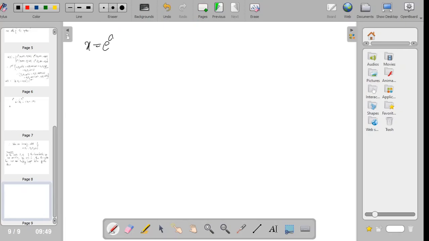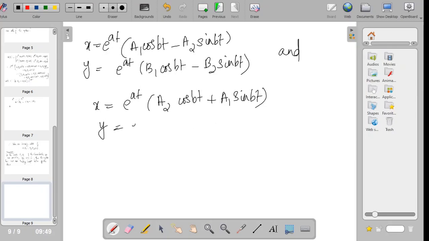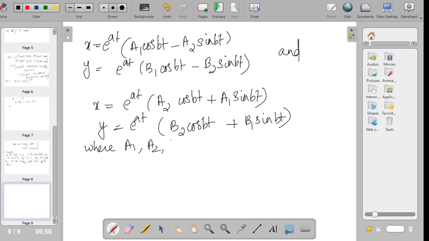x is equal to e raised to at (a1 cos bt minus a2 sin bt) and y equal to e raised to at (b1 cos bt minus b2 sin bt), and x equal to e raised to at (a2 cos bt plus a1 sin bt) and y is equal to e raised to at (b2 cos bt plus b1 sin bt), where a1, a2, b1, b2 are real constants.